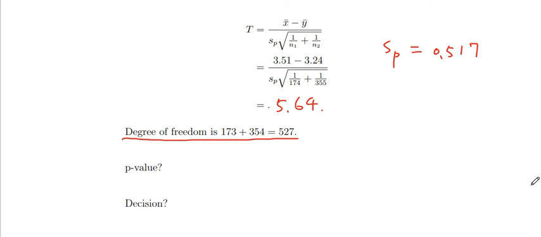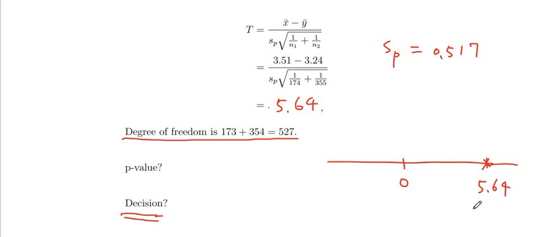So we can check a t table or z table, it doesn't matter, right? We can say that this number is too big. No matter whether this is a z value or t value, this number 5.64 is quite big, right? So the decision is the difference is significant. Okay, the difference is significant.